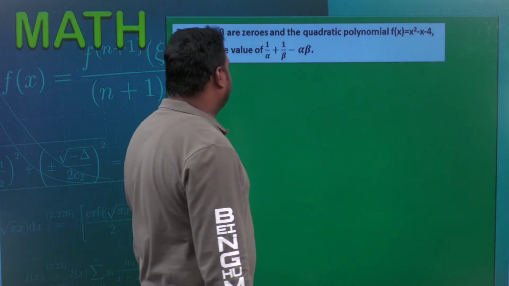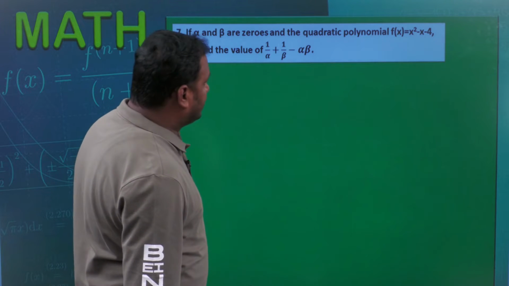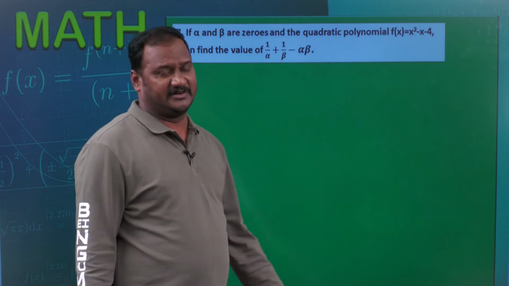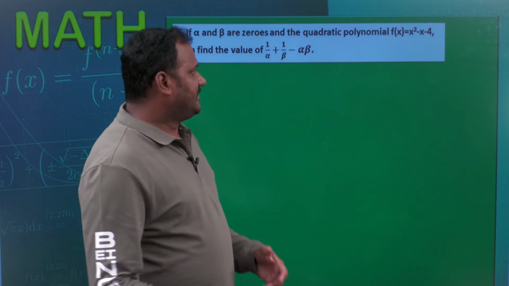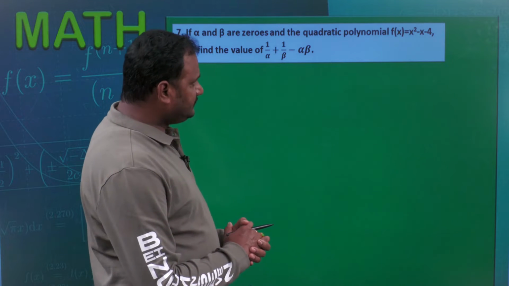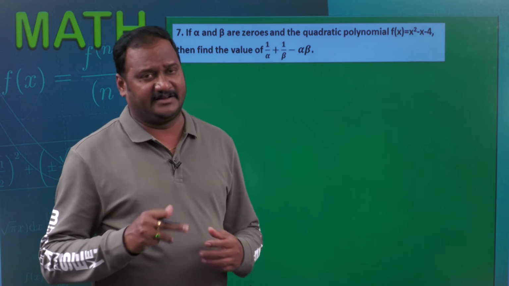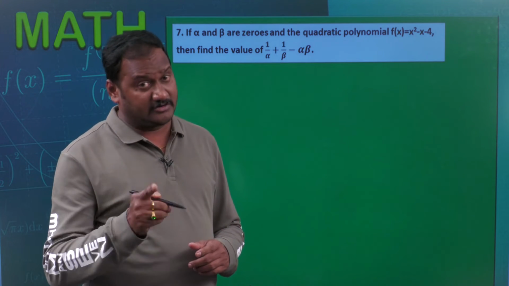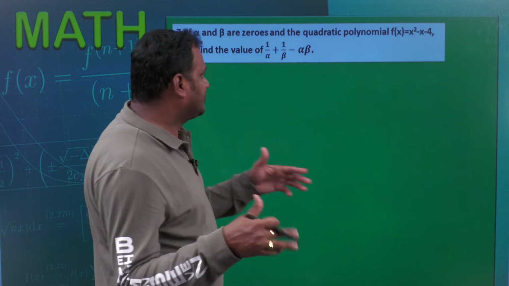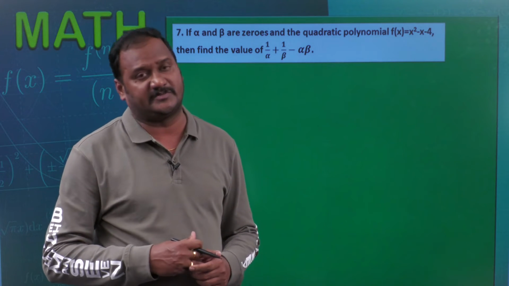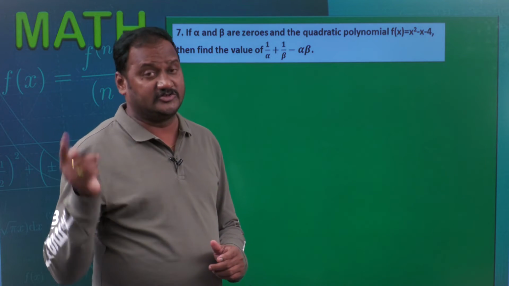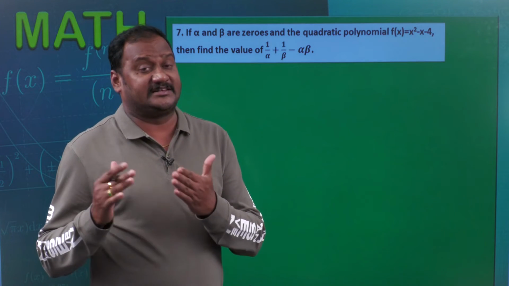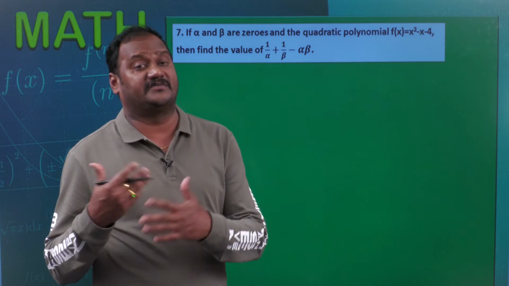Moving on to the next problem. Here alpha and beta are zeros of the quadratic polynomial x square minus x minus 4. Then find the value of 1 by alpha plus 1 by beta minus alpha beta. I would like to tell you one thing here. Always store in your mind that without actually finding the zeros of a polynomial, exclusively a quadratic polynomial, you can find alpha plus beta, the sum of their zeros, and the product of their zeros.